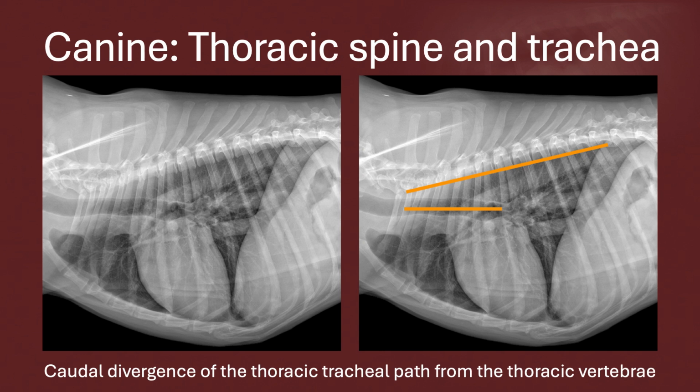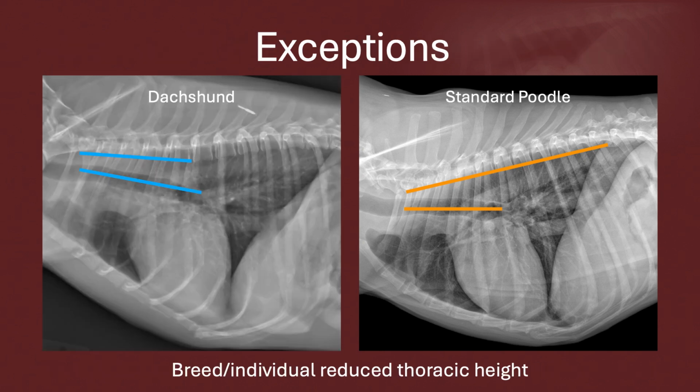Some exceptions to this rule include some small breed dogs with a naturally reduced thoracic height, like Dachshunds, demonstrated in the left image, in whom this is a normal variant. Note the decreased divergence of the thoracic spine from the trachea in the Dachshund, noted by the blue lines in the left image, compared to more normal divergence seen in a standard poodle, noted by the orange lines in the right image.